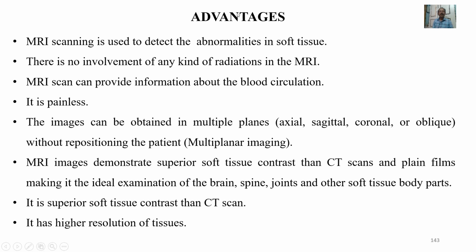Advantages of MRI scanning. MRI scanning is used to detect abnormalities in soft tissues. There is no involvement of any kind of radiation in the MRI scanning. MRI scan can provide information about the blood circulation. It is painless. The images can be obtained in multiple planes, axial plane, sagittal plane, coronal or oblique plane, without repositioning the patient. What we call this is multiplanar imaging.